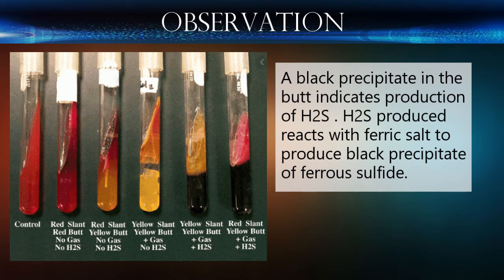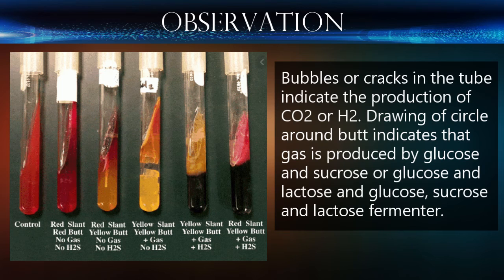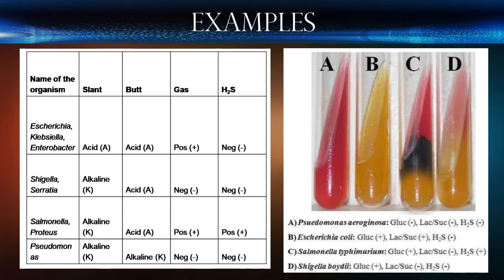Hydrogen sulfide reacts with ferric salt to produce a black precipitate of ferrous sulfide. Bubbles or cracks in the tube indicate the production of carbon dioxide or hydrogen. Drawing of the agar away around the butt indicates that gas is produced by a glucose and sucrose, or sucrose, lactose and glucose, sucrose and lactose fermenter.